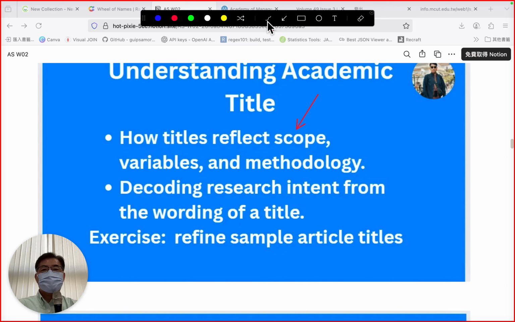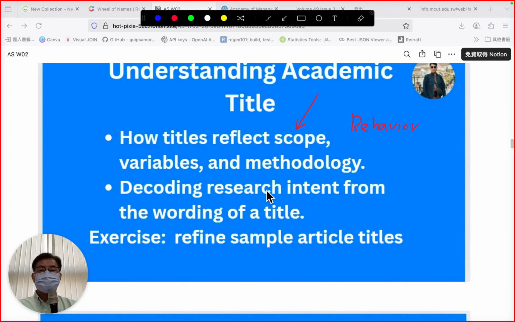Let's say we talk about behavior. This is a big scope. What kind of behavior do you want to talk about? Organizational behavior, consumer behavior. Wow, that's a big one. So we have to narrow down the scope, right? So that's a good one.